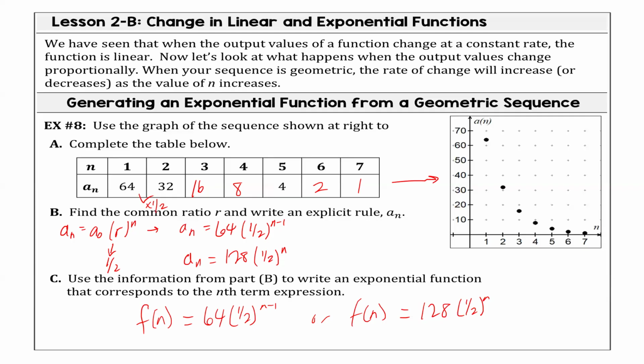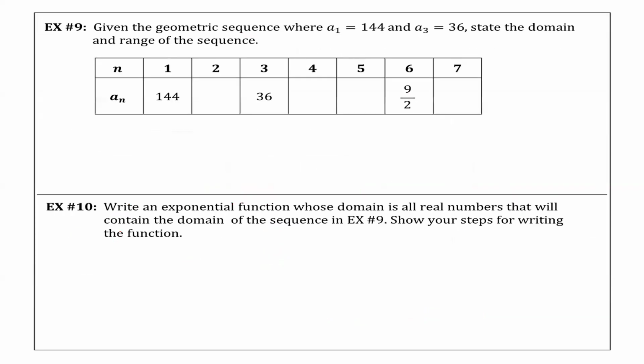Okay. Good? Ready for the FRQs? All right. So on here, we have that a sub 1 is 144, a sub 3 equals 36, and it wants us to state the domain and range and fill in the table. So we've got to figure out what's missing, what our values are. I'm going to give y'all a moment to productively struggle.